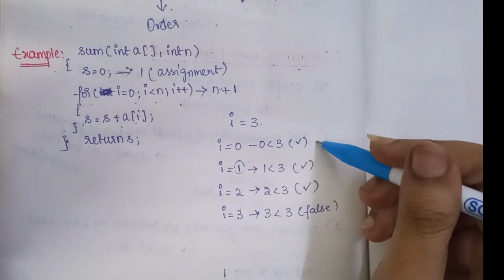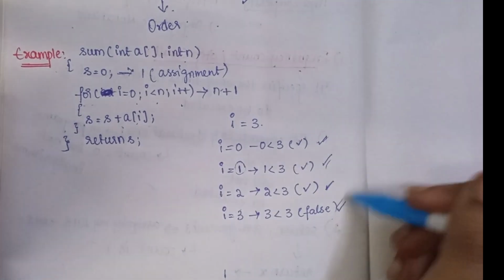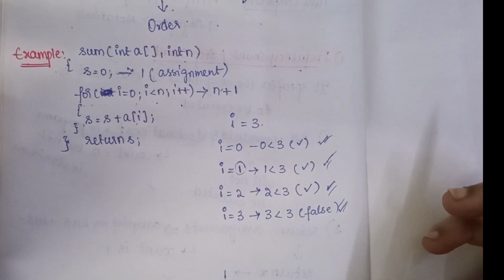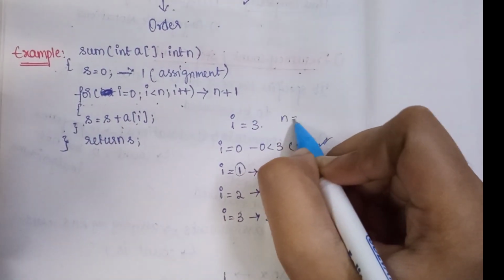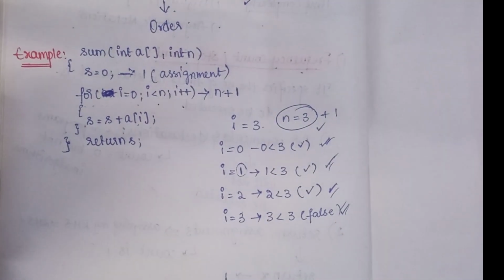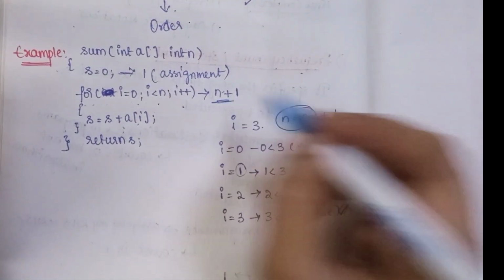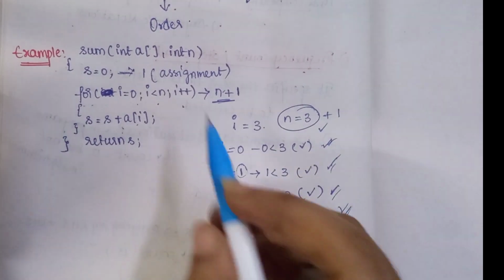So how many times is the execution process taking place? So 4 times my loop is getting executed. Since your n value is 3, n plus 1 times the execution process takes place. Hence we write here n plus 1. Clear? So the next statement.